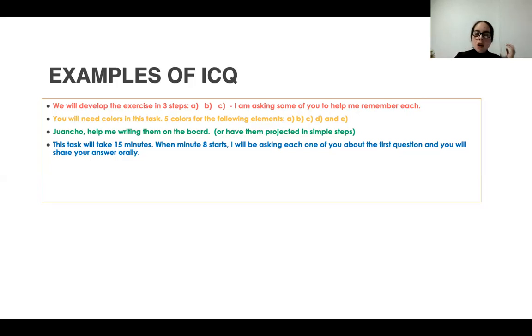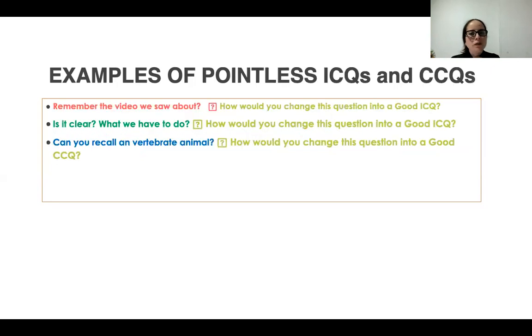Okay. Now we're following with what we pointed out in the very beginning of the presentation, those examples that do not work, which I call examples of pointless ICQs and CCQs. Remember this video we saw about the megacities? How would you make this question into a good CCQ or ICQ? Is it clear what we have to do? Of course, they're going to say yes or no. Maybe they don't doubt about everything but a tiny part. And then you have to be more specific in that ICQ question.